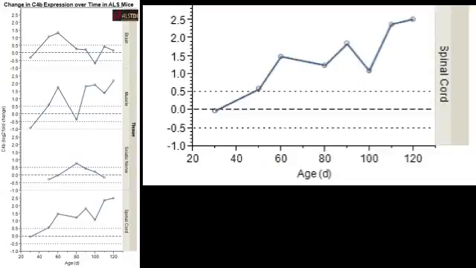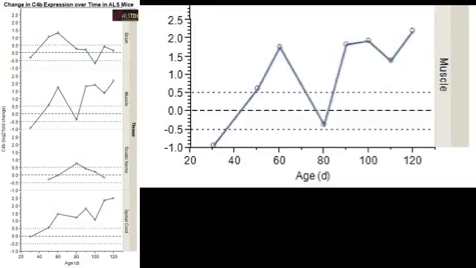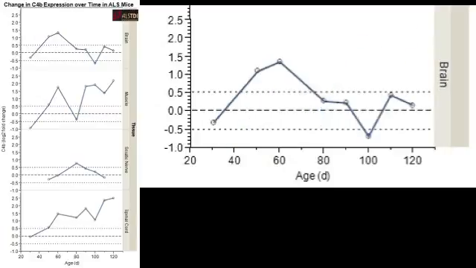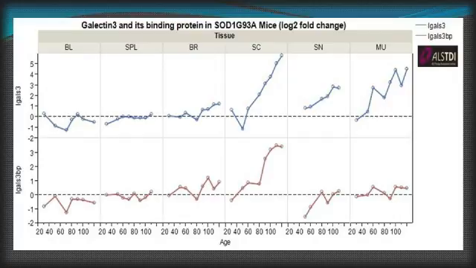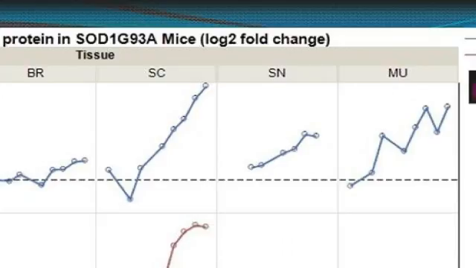And what you see in this particular graph is at 60 days there's a huge increase in the C4b in the spinal cord, in the muscle, and in the brain. And you can see that it continues to increase quite rapidly through the spinal cord and in the muscle there. This next graph is also from ALS TDI, and what you can see with this one is something called galectin-3 is way out of control in the spinal cord and in the muscles in the ALS mouse model.